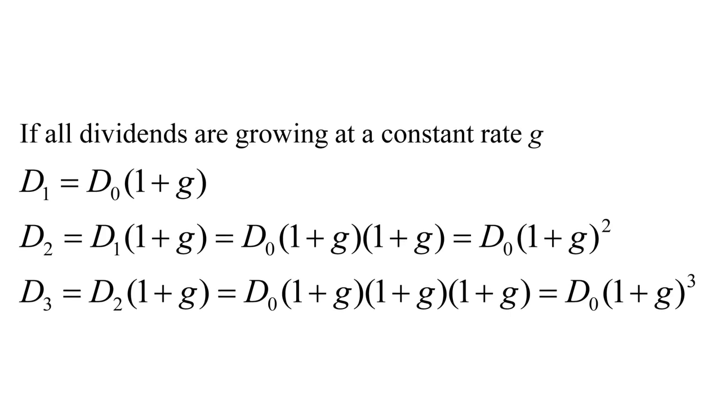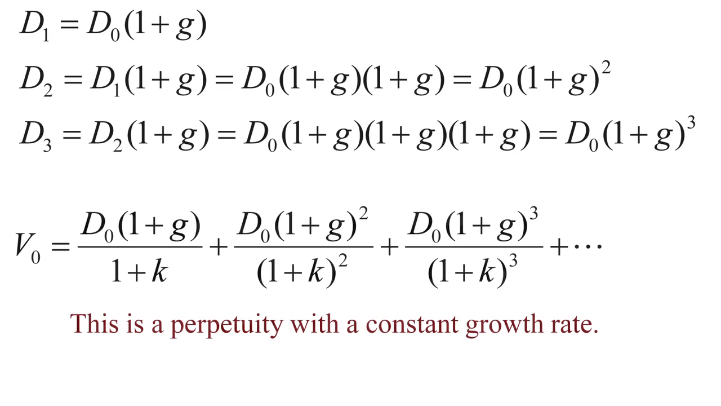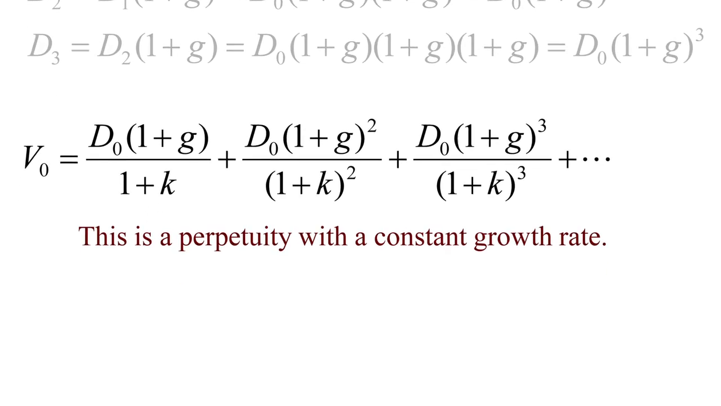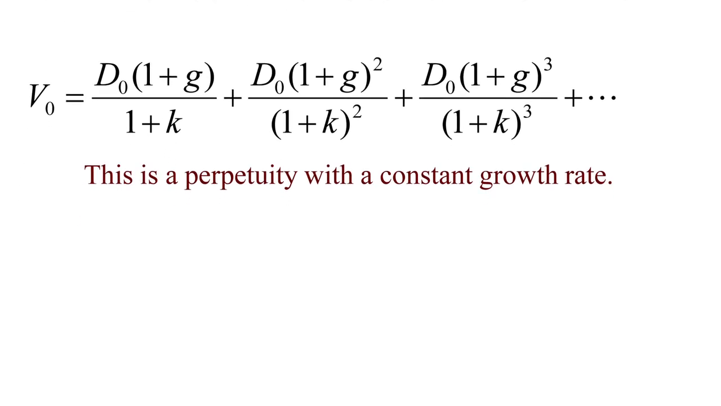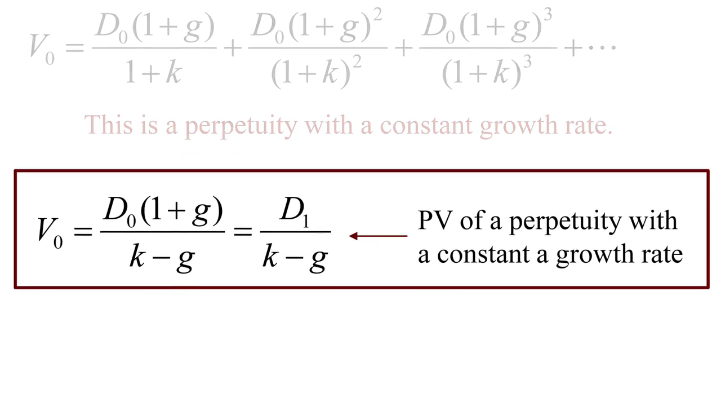So again, we put this into the infinite sum formula, and we see that this is a perpetuity with a constant growth rate. And a constantly growing perpetuity also has a simple valuation formula. It's just next period's dividend, or cash flow, divided by k minus g.